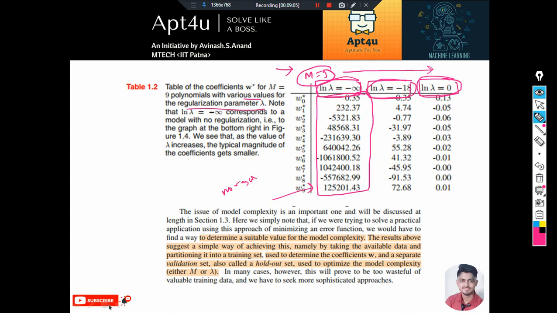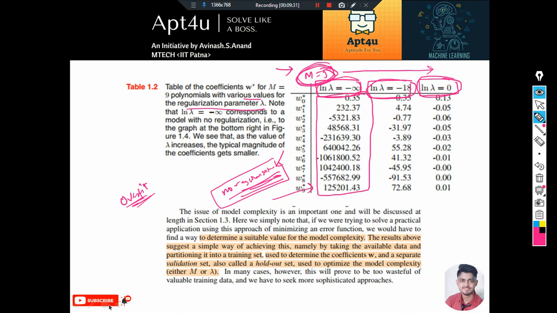So you know that when no regularization is done, then for m equal to 9, the curve is overfitting. I am talking about m equal to 9 without regularization. Remember, ln lambda equal to minus infinity means no regularization condition. So if you consider a curve of m equal to 9 and you are not doing any regularization, then it is clearly an overfit condition, because you know what the curve was looking like.